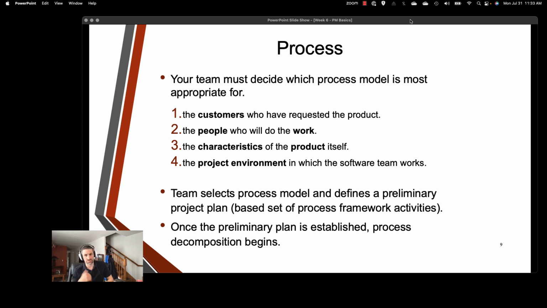So your team decides which process model they want to use that's most important. They have to consider the customers, people who are going to do the work, characteristics of the product itself, as well as the technical environment that's being operated in. So once they've considered all these, they select a process model, develop a plan. Once it's established, then they start decomposing it into the use cases. It's interesting in this class, in this particular topic, because we've talked about this a lot. So now I feel like a lot of it's just being formalized.